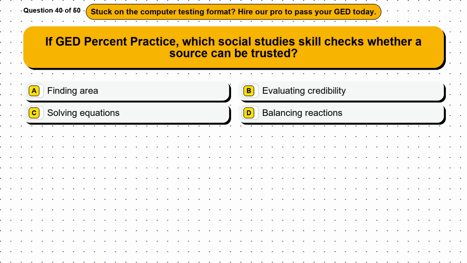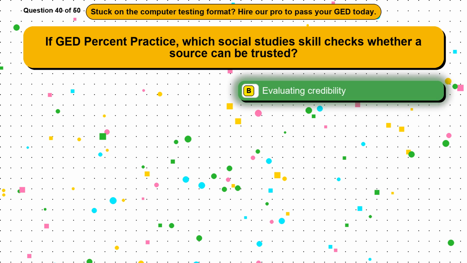Question 40. If GED Percent Practice, which social studies skill checks whether a source can be trusted? Option A, finding area. Option B, evaluating credibility. Option C, solving equations. Option D, balancing reactions. The correct answer is option B, evaluating credibility.